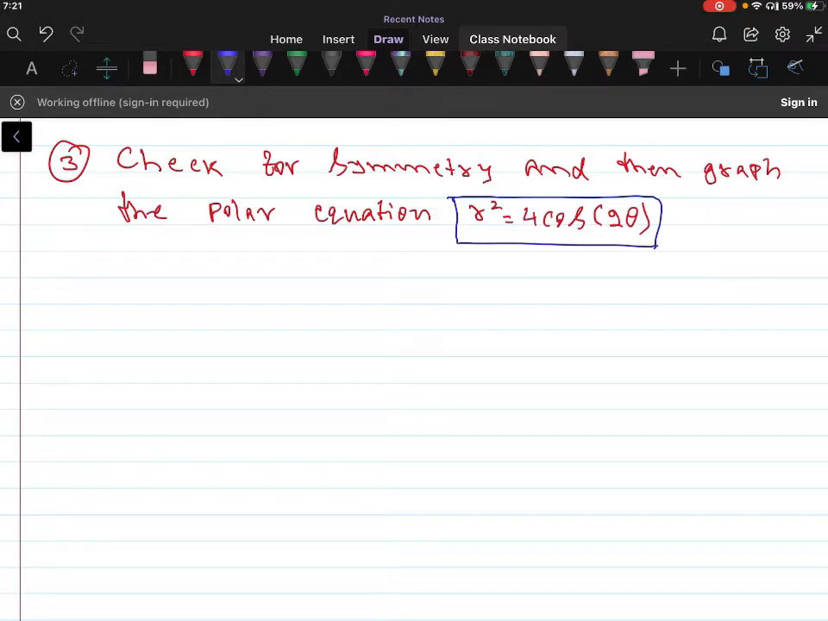So that is given: r square is equal to 4 cos 2 theta. Let us take it as equation 1. We'll see whether the given equation is symmetric about either the x-axis or the y-axis or about the pole. So let us see whether the equation is symmetric about the x-axis or not.